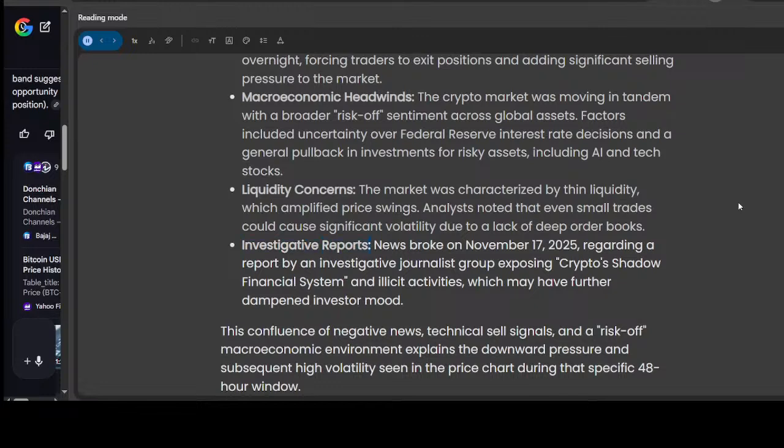Investigative reports. News broke on November 17, 2025, regarding a report by an investigative journalist group exposing crypto's shadow financial system and illicit activities, which may have further dampened investor mood. This confluence of negative news, technical sell signals, and a risk-off macroeconomic environment explains the downward pressure and subsequent high volatility seen in the price chart during that specific 48-hour window.